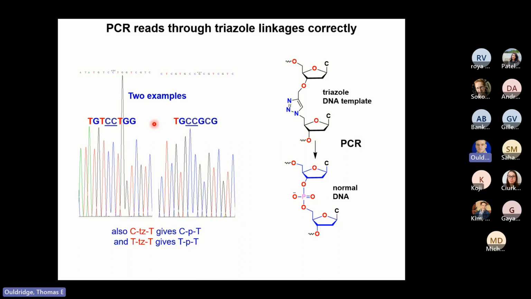The sequence around the triazole was the correct sequence. There was no skipping or misreading or anything like that. And we sequenced over 100 clones to prove this. We had to do that for publication. It was quite a surprise in some respects, but we were able to show that the triazole didn't inhibit the polymerase from reading the correct sequence.